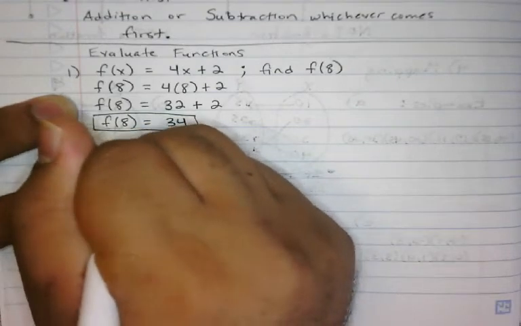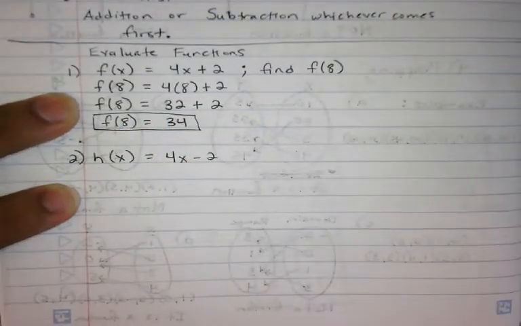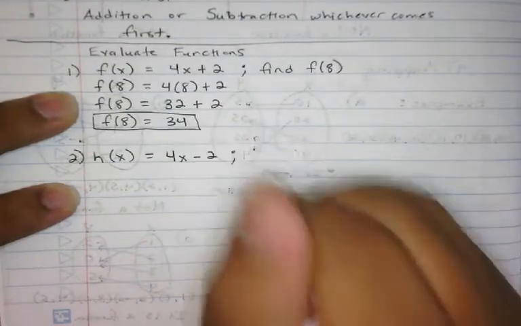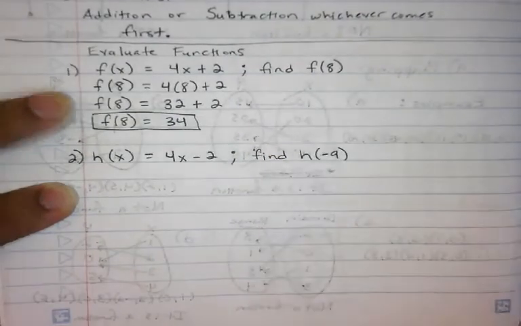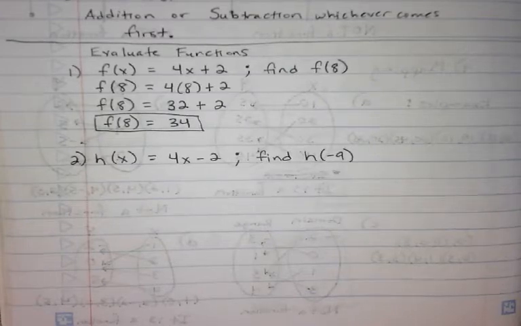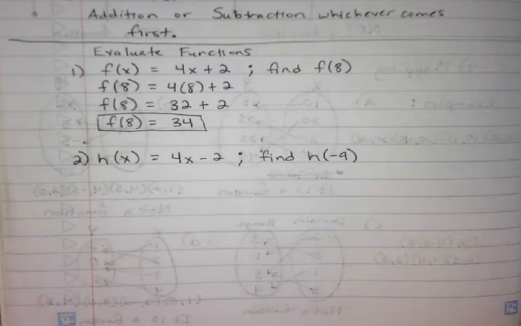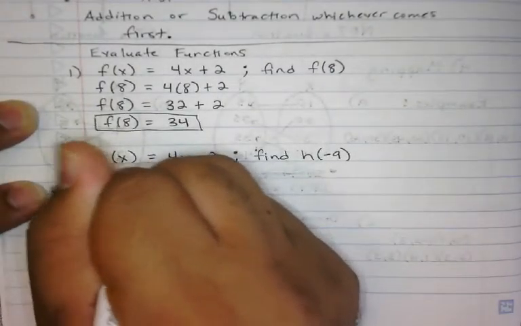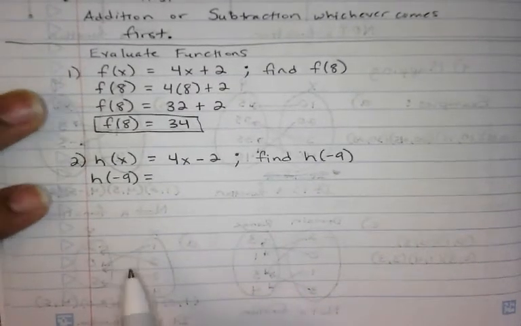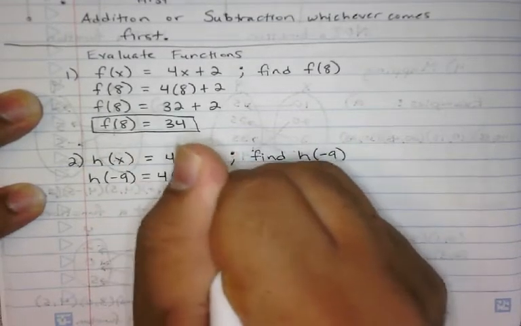All right, h of x equals 4x minus 2, and we're trying to find h of negative 9. Again, all I do is take what they gave me and write it right under here, h of negative 9. What number am I going to replace x with? Negative 9. So I write this out: 4, in parentheses, negative 9, minus 2.